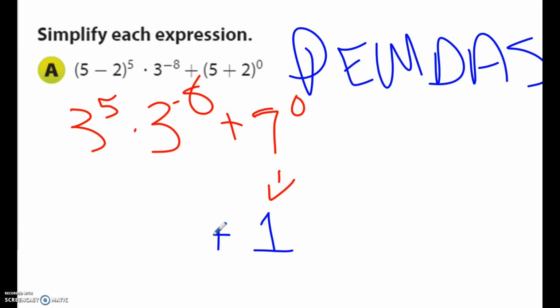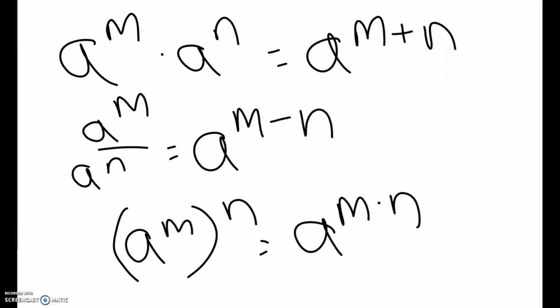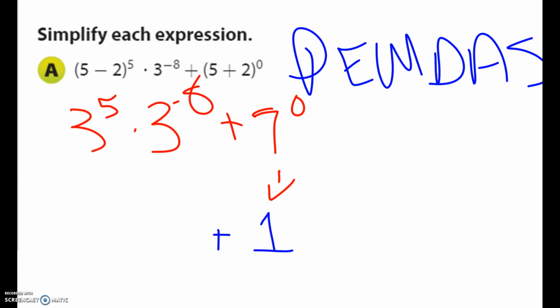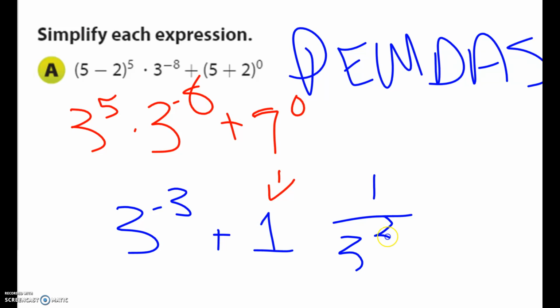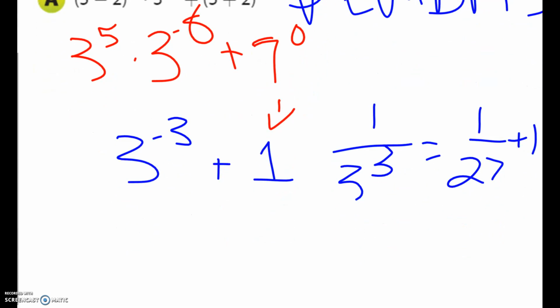3 to the 5th times 3 to the negative 8th. When we're multiplying with the same base, we're going to be adding. So 5 plus a negative 8 gives me 3 to the negative 3rd plus 1. Well, we said at the very beginning when we have a negative exponent, it goes to the bottom. So I really have 3 to the 3rd on the bottom, which gives me 1 over 27 plus 1 whole, which is going to equal 1 and 1/27.